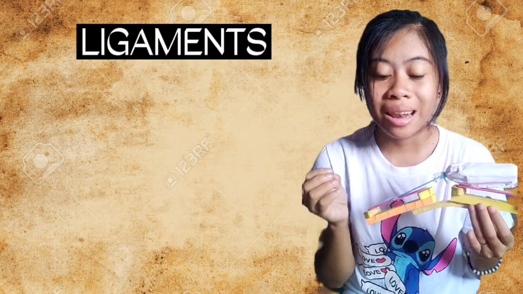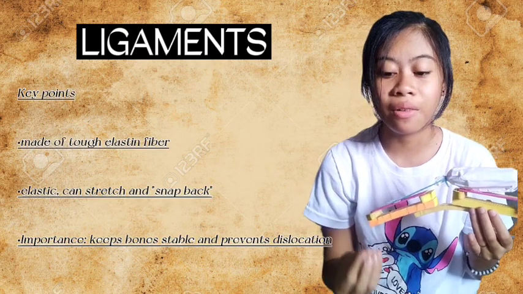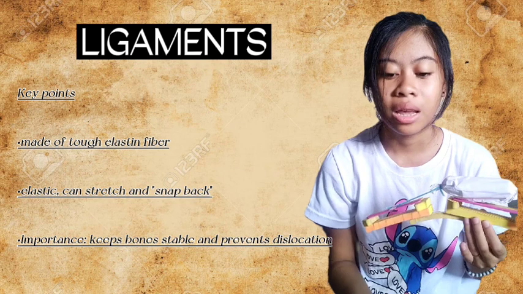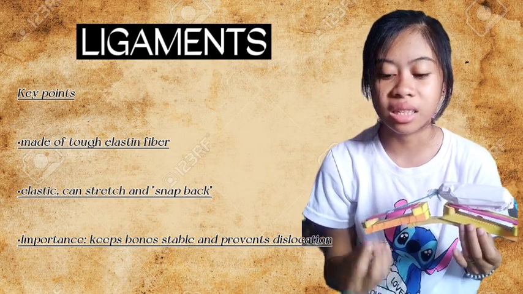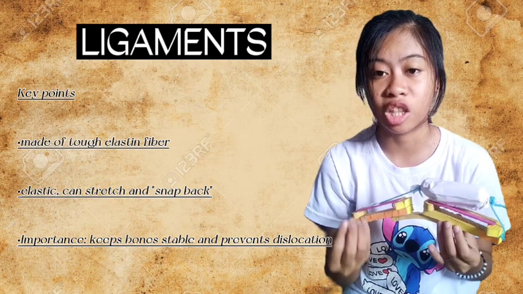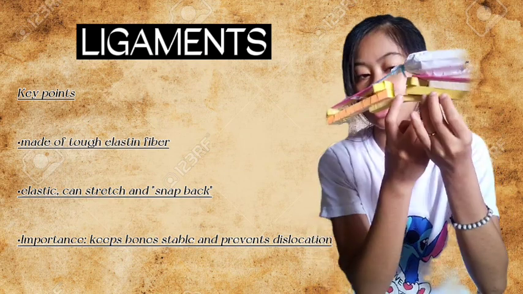Ligaments are made of tough elastin fiber. Elastic, they can stretch and snap back. Importance: it keeps the joint stable and prevents dislocation. So this is your ligament.